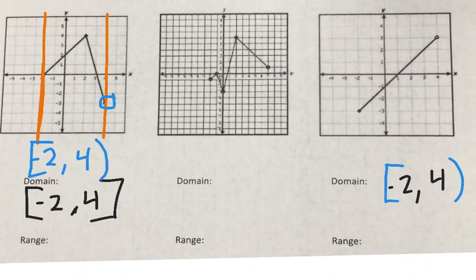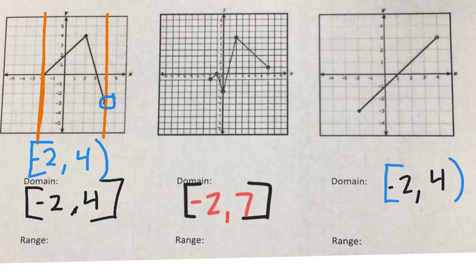So what I want you guys to do is find the domain, only the domain, for the other ones, 8, 10, 11, and 12. So we're not doing range yet, only the domain. Okay, number 8. What did you guys get for the domain on 8? Negative 2 to 7, both in brackets. That'll be correct. Questions on 8?